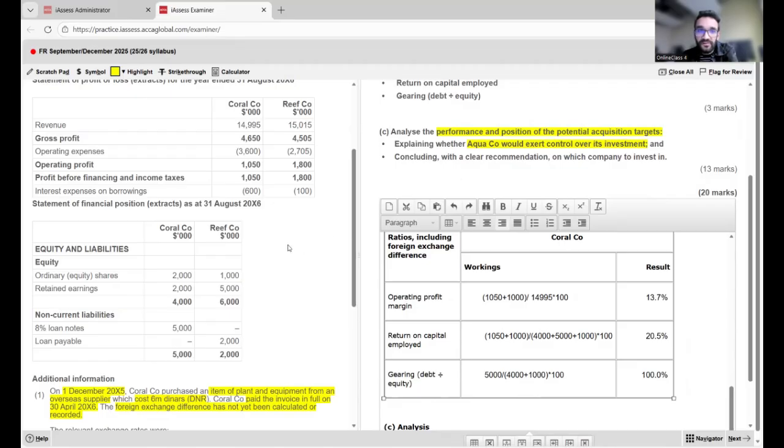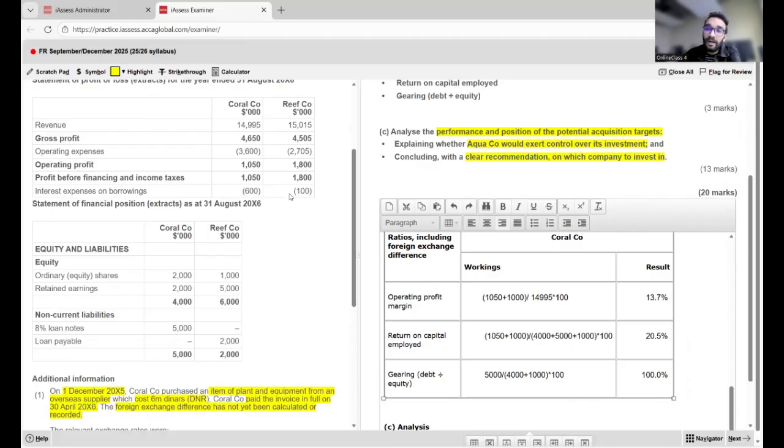There are chances that a certain form of data is given. We have to find out whether Aquaco would exert control over its investment or not. We will be doing certain calculations and concluding with a clear recommendation on which company to invest in. It's not enough to just write that Aqua company should invest in Coralco or Reefco. You have to explain. It's not just a recommendation; it is a recommendation with a clear explanation. Why are you saying that Coral company is the best? Why are you saying the Reef company is the best?